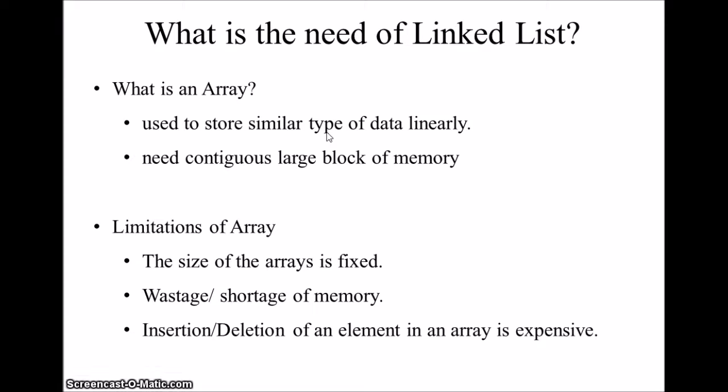Assume that if the size is 10, then contiguous 10 memory blocks will be allocated to this marks, which is of type integer. So all the data you're going to store are of the same type, integer, and it is stored linearly. And it needs a contiguous large block of memory. So 10 contiguous blocks of memory is required to store the array. Similarly, if it is 100, then contiguous 100 blocks of memory, 100 times the size of the data type, is needed to store the array. Some of the limitations of array are that the size of the array is fixed.